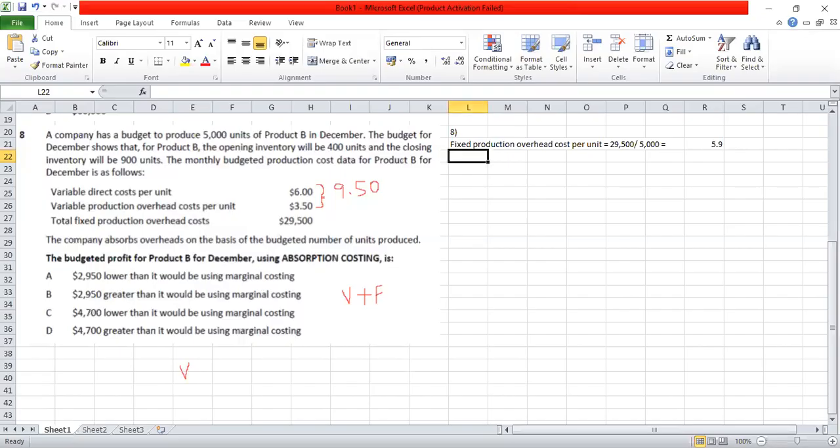So 5.9 is charged more in absorption costing. 5.9 per unit is charged more in absorption costing for ending inventory. It is charged less in marginal costing. This proportionate allocation is allocated as 5.9 per unit in absorption costing. That 5.9 per unit is not charged because only the variable is there. No fixed is there under marginal costing.